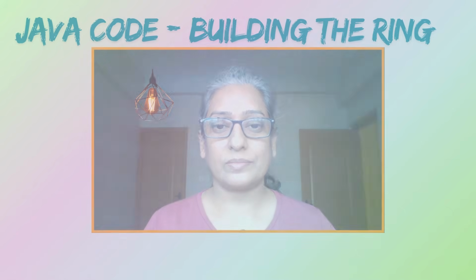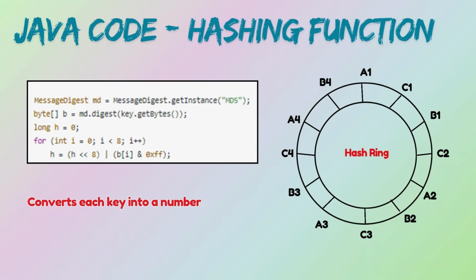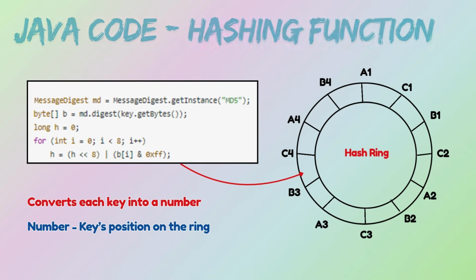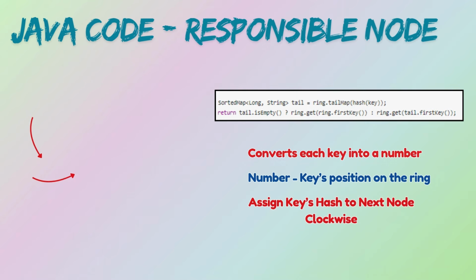Now, let's look at a tiny Java example that mimics how a DHT works, including virtual nodes, just like Cassandra. Each physical node is represented by multiple virtual nodes. This makes data distribution smoother and more balanced. This function converts each key into a number, its position on the ring. Once we have the key's hash, we assign that key to the next node clockwise.